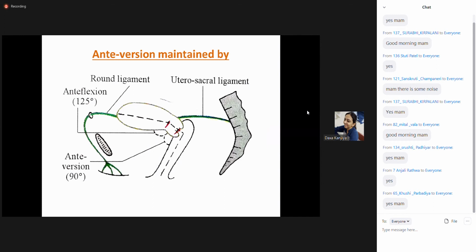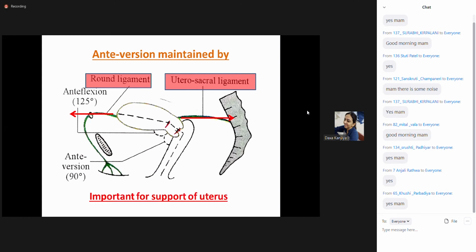Now the anteversion and anteflexion position is maintained by two main cardinal ligaments. One of them is the round ligament of the uterus, which pulls the fundus of the uterus forward. And the second one is the uterosacral ligament, which pulls the cervix backward. These two forces maintain this anteversion and anteflexion position, so it is also important for the support of the uterus. We will see the support of the uterus in detail.